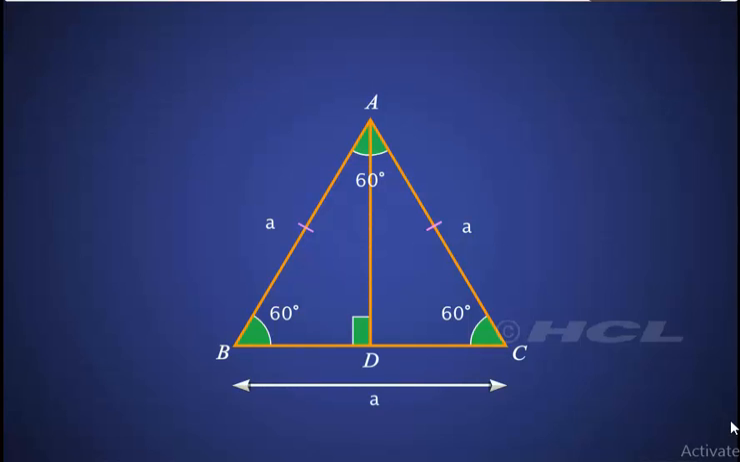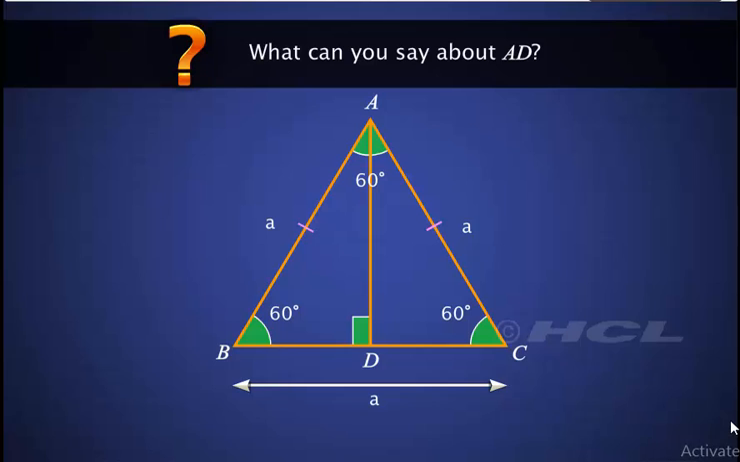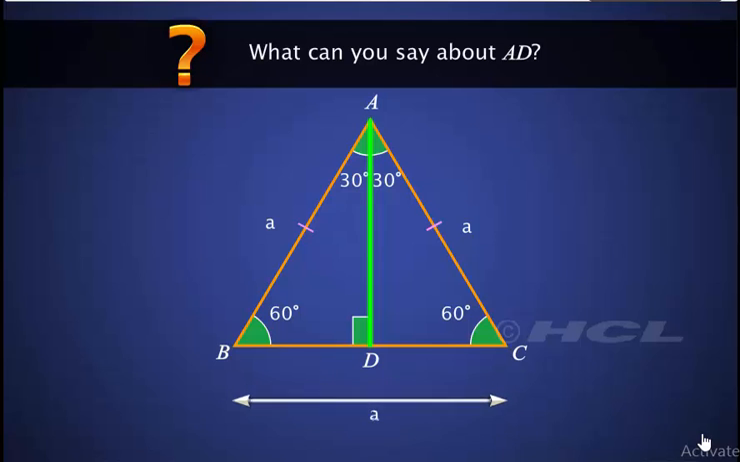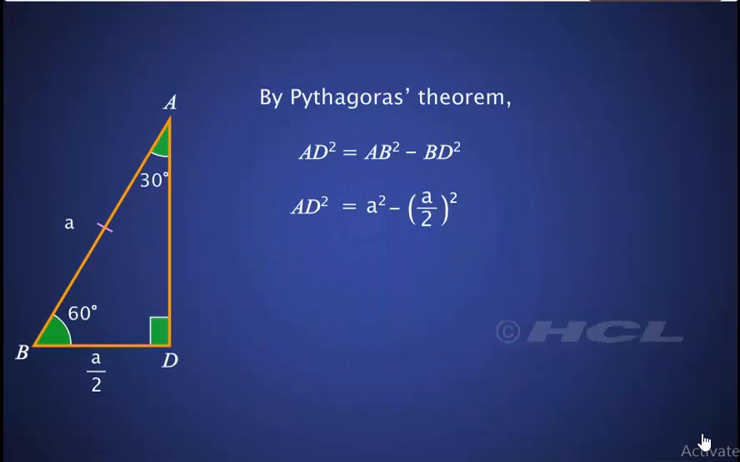Let's draw a perpendicular bisector AD as shown here. What can you say about this perpendicular bisector AD in this triangle? In an equilateral triangle, the median, altitude, perpendicular bisector and the angle bisector are the same, corresponding to a vertex and its opposite side. Thus, the line segment AD acts as an angle bisector and also as a median. By applying Pythagoras' theorem, we get side AD is equal to a times square root of 3 over 2.